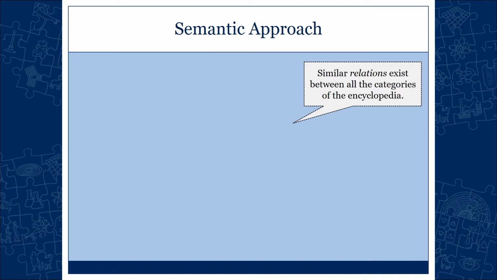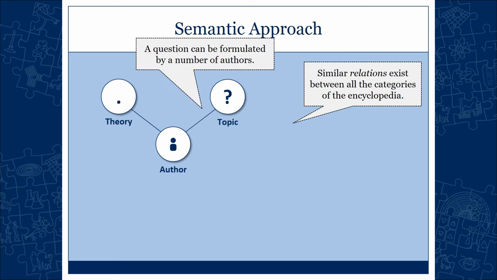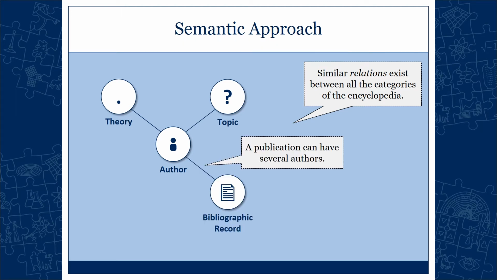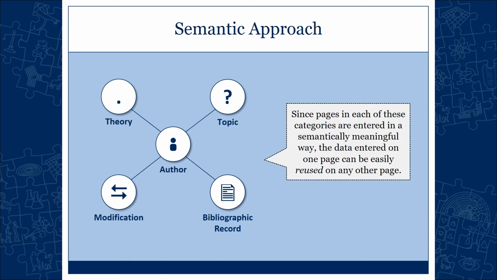Now what I'm going to do, I'm going to put the authors in the center and see what sort of relations we have for the author category. A theory can have a number of authors, right? There's that relationship. A question can be formulated by a number of authors. A publication can have several authors. And a modification can also have 1 or more authors. Since pages in each of these categories are entered in a semantically meaningful way, the data entered on one page can be easily reused on any other page of this encyclopedia.